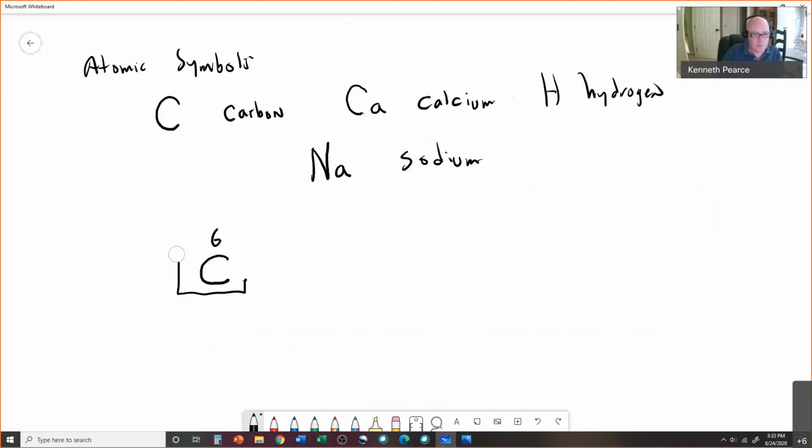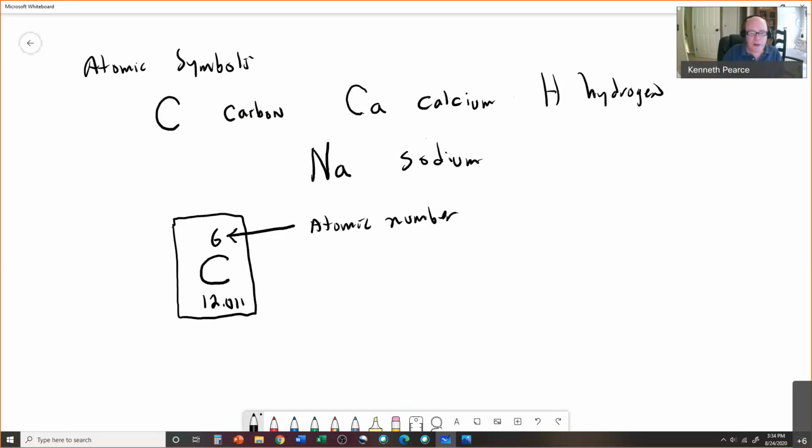Okay, now hold on. Let me erase this, make a little box a little bit bigger. And if you look on the periodic table, you will see this for carbon. Okay, now we'll mess with the bottom number in a little bit. Let's just focus on the top number. That top number is what's called the atomic number, and it represents the number of protons. The periodic table is organized by the number of protons. And you may say to yourself, well, what about the neutrons and electrons? Well, they're in there. We're getting to it. So that's the atomic number, the number of protons.